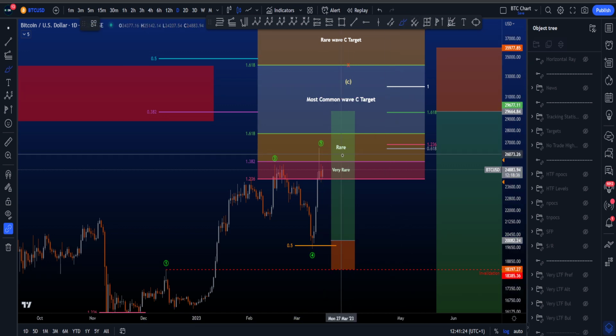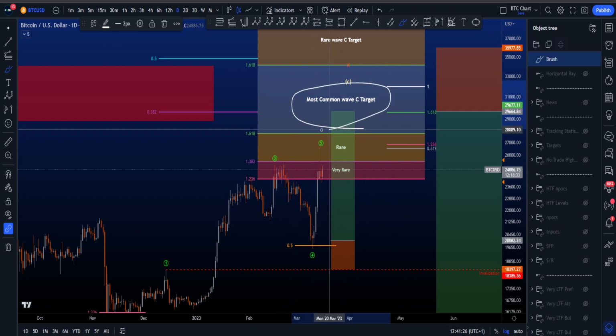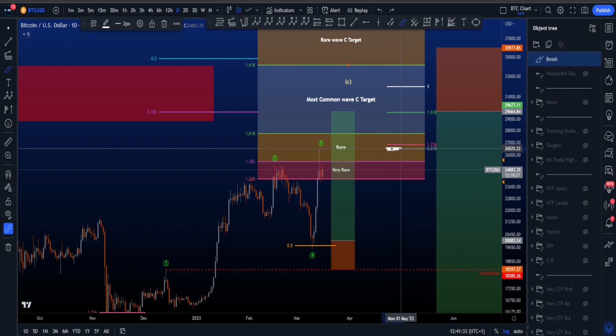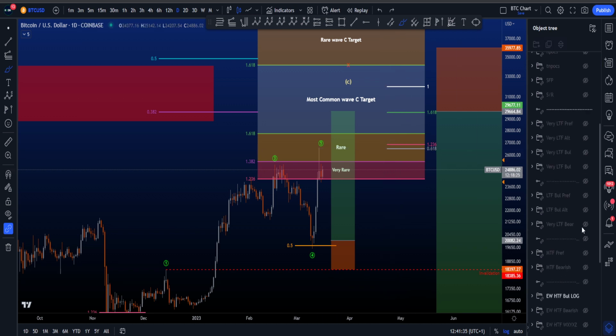So currently wave 5, can it be in? Yes. Do we think it's in? I still expect a bit more upside because the most common wave C target is for a reason the most common one. However, it's just good to know that we did reach a minimum target for a wave 5.